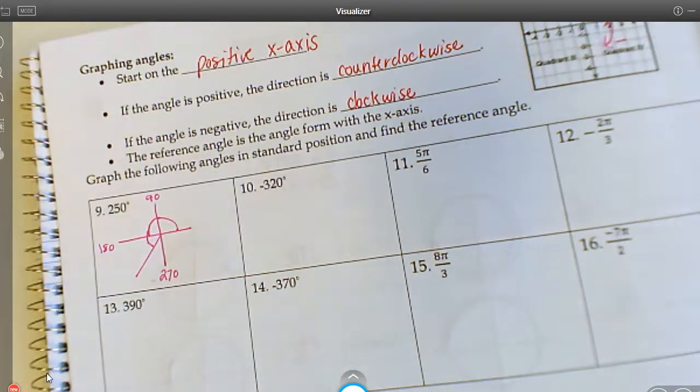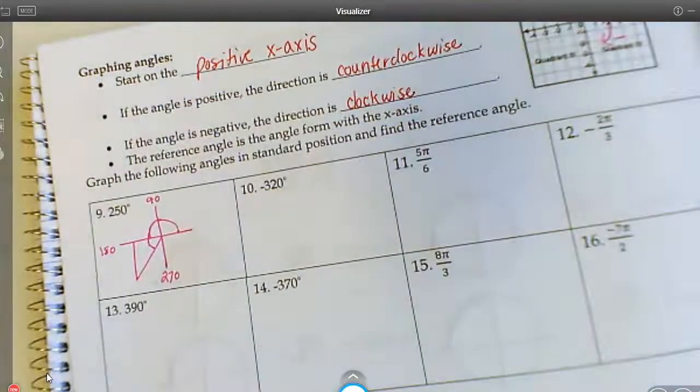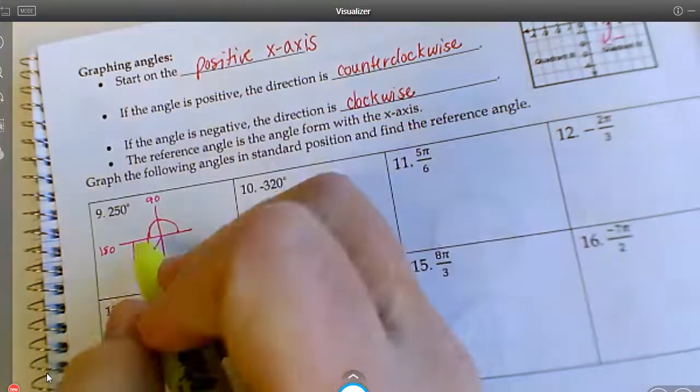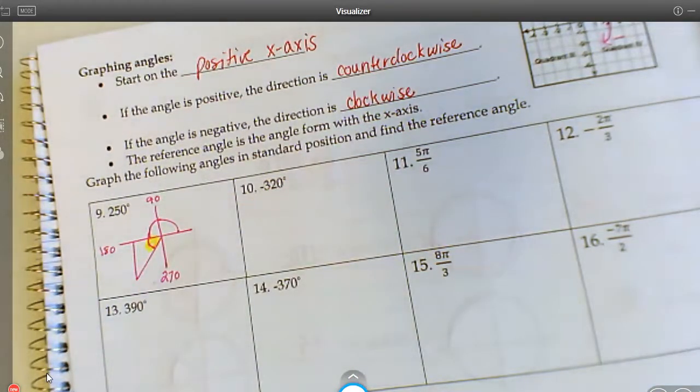Now, what I need to do next is I need to make the triangle with the x-axis. So here's my triangle. And what I'm looking for is this angle right here. My reference angle is that angle right there. Okay?